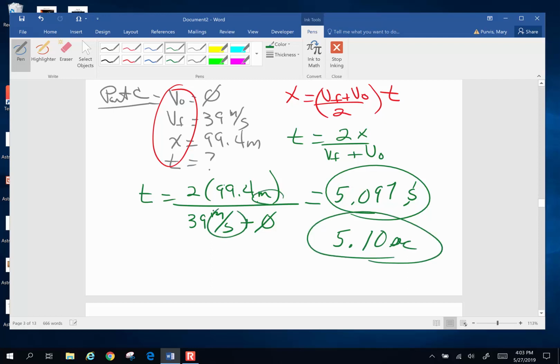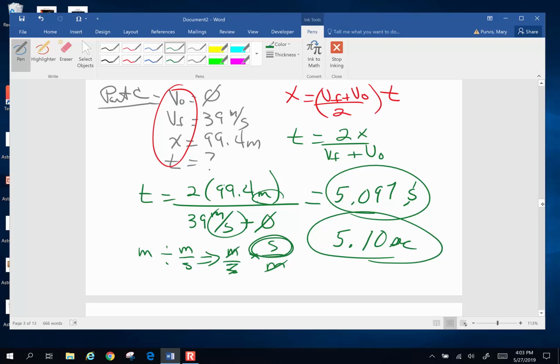Meters divided by meters per second. So we're going to invert and multiply. Whoops, meters times seconds over meters. Meters cancel. I'll end up with seconds.